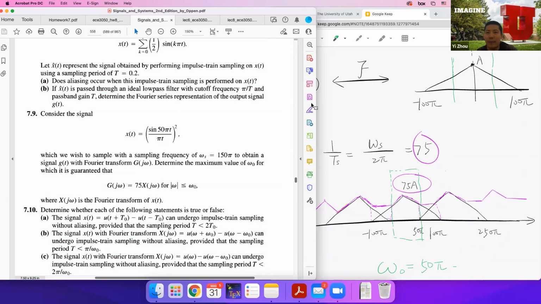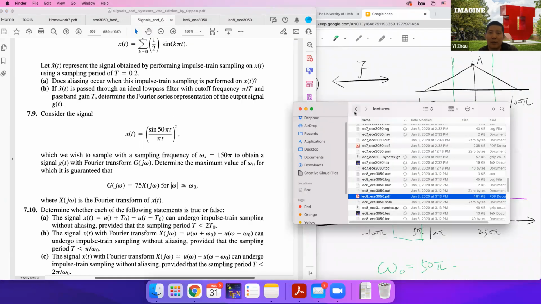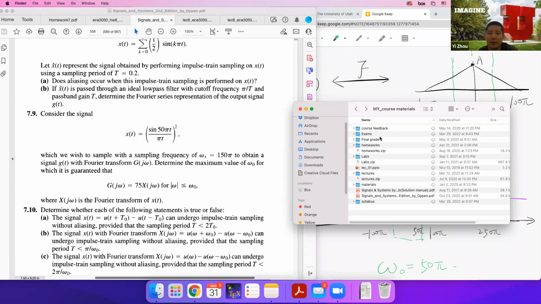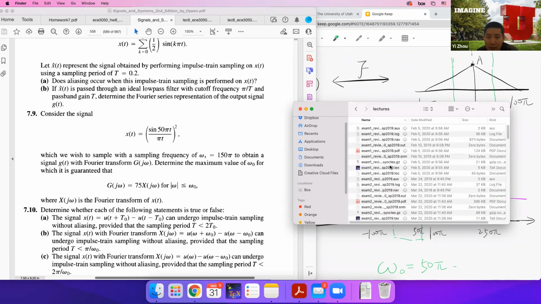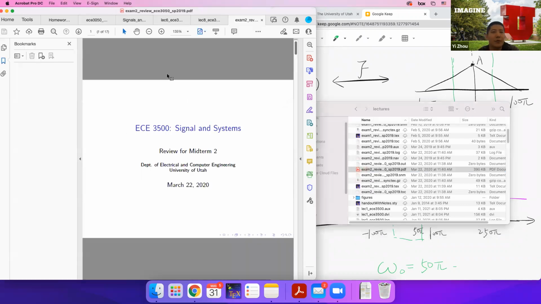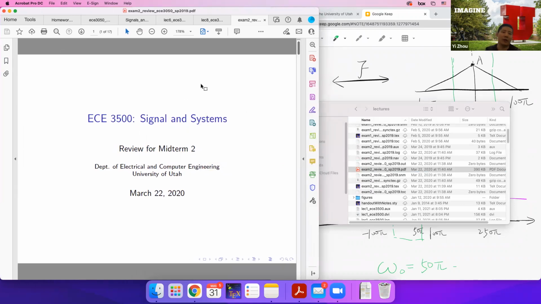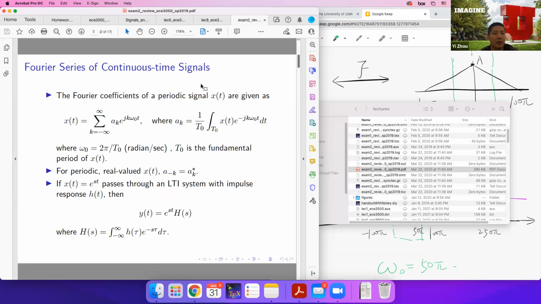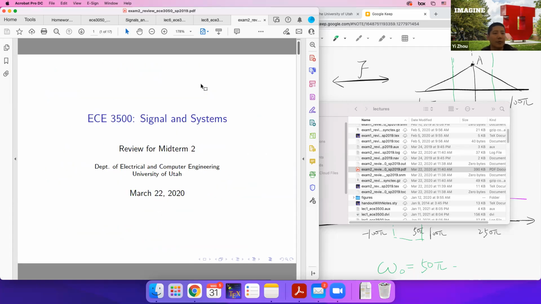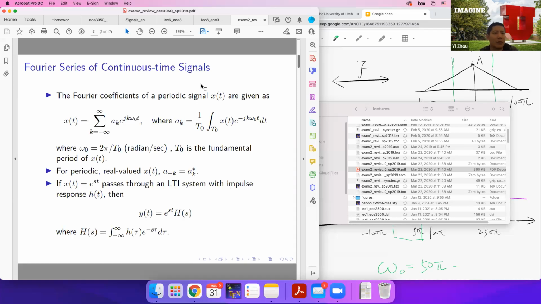Any questions? And we have that exam 2 review. I think you can go over this offline at home. So basically, the examples in the review lecture, some of them will be similar to the midterm examples. We can quickly go over them.